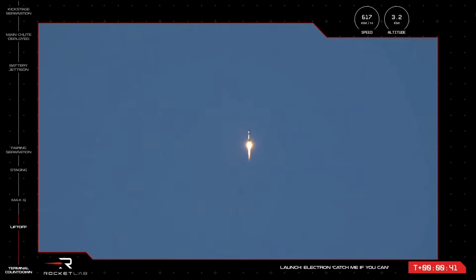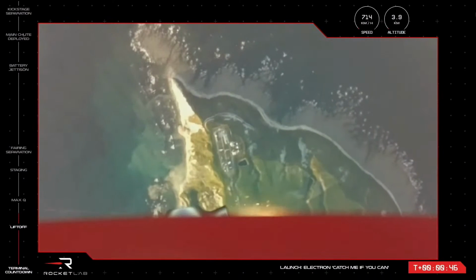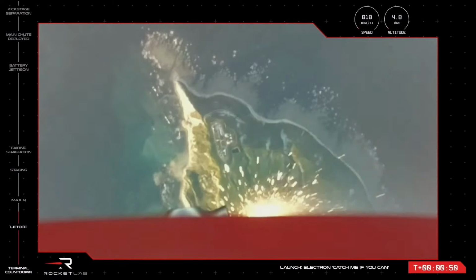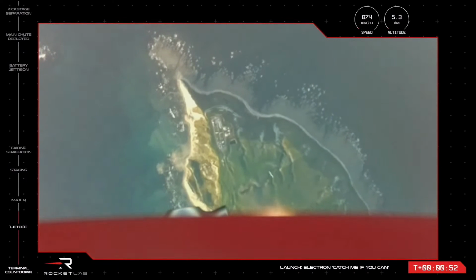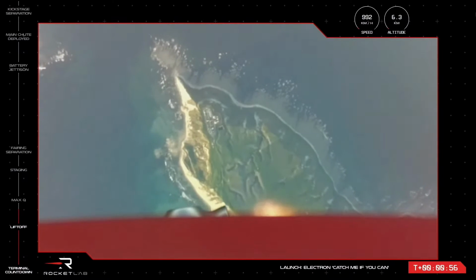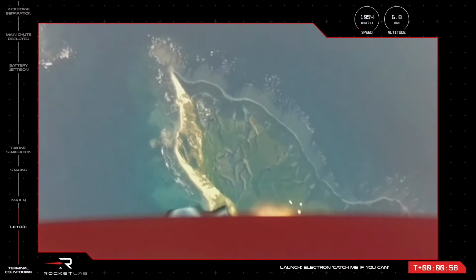Coming up on supersonic speeds, Electron will be traveling faster than the speed of sound as it approaches its first mission milestone, maximum aerodynamic pressure. Electron's Rutherford engines will throttle down slightly to pass this pressure point, and once cleared, we should hear the call from mission control that the rocket has passed max Q.